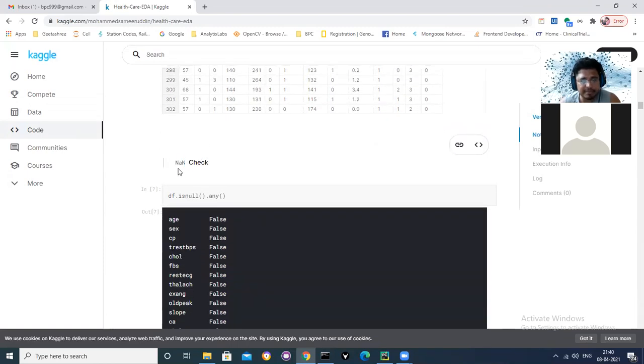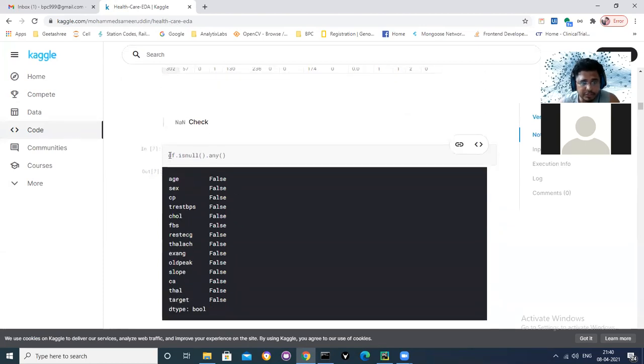Nan is a type of data type which is like null. In C, C++ or Python, we have null, right? Which is void, nothing. So nan, you have to check. You have to check the data frame is null any. So it will tell you which columns do have any nan values. Fortunately, all the columns have false. That means all the columns do not have any nan value.